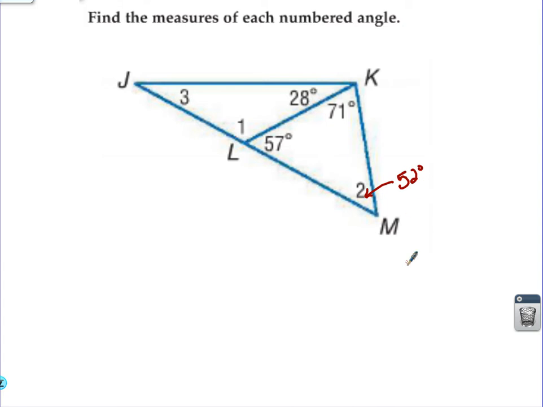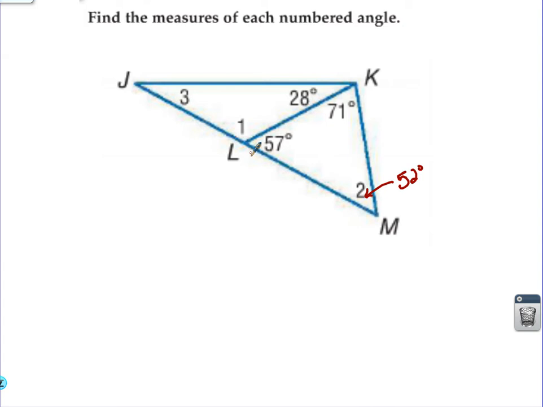Now, what else could I do on your test? Well, I could give you a problem like this, and I could say, not find the missing angles, but tell me what kind of triangles do you have. Are they equilateral? Are they equiangular? Are they isosceles? Remember that? So this would be actually... none of them are the same, right? They're all acute, though. So that's an acute triangle. This triangle down here would be an acute triangle.